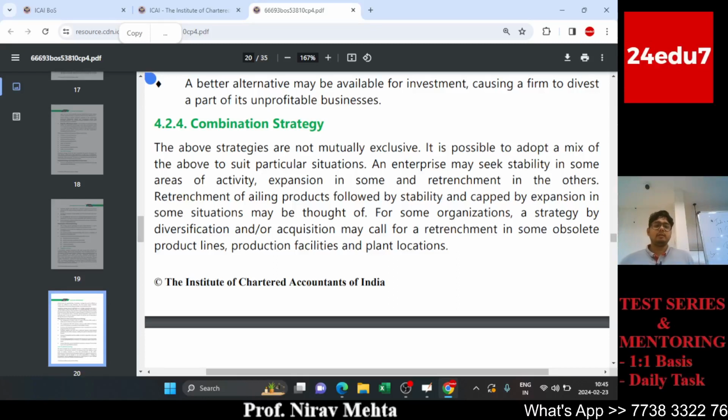Only first 3 lines. The above strategies are not mutually exclusive. It is possible to adopt a mix of the above situation. An enterprise may seek stability in some areas, expansion in some, and retrenchment in the others. Next.